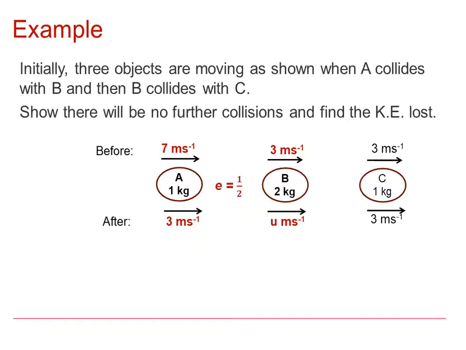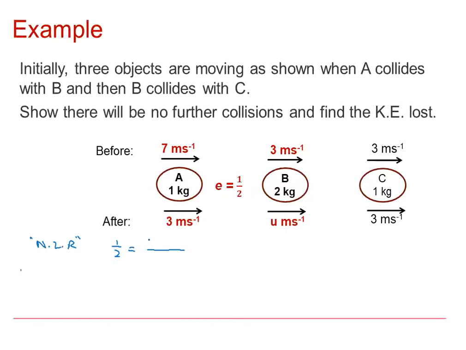In this first collision, we're told that E equals a half, and we are told that A will move off at 3 meters per second. We need to find out the velocity with which B will move off. So the first thing I want to do is Newton's law of restitution with A and B colliding. So E, which is a half, is the separation speed. Now if A and B are moving to the right, then B must be leaving A at a higher speed, so U is bigger than 3.